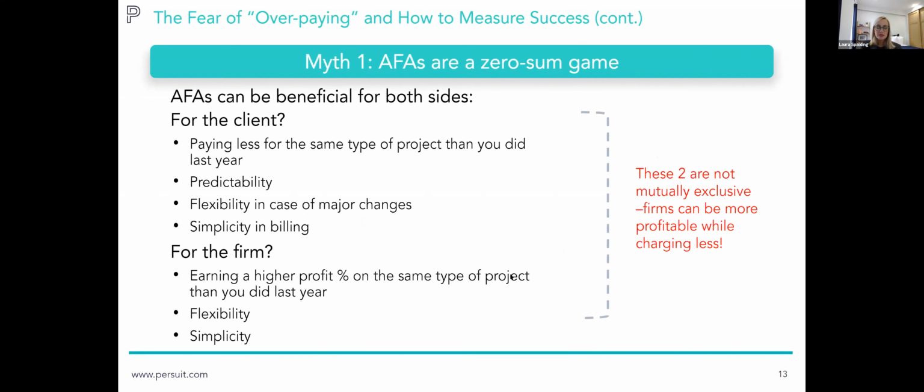So we might jump into the first myth. I'm actually going to kick it over to David to talk to the first perception, which is that nobody wins, or one person wins and one person loses.